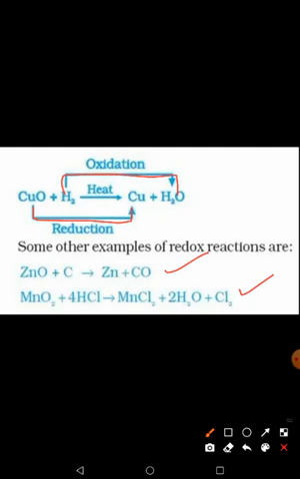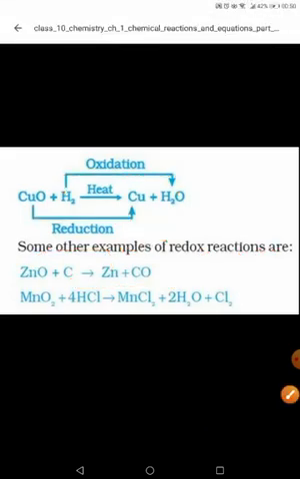Here your ZnO is losing oxygen. When there is loss of oxygen, you call it reduction. So your carbon is gaining oxygen, so oxidation. So when oxidation and reduction take place simultaneously, you call it a redox reaction.